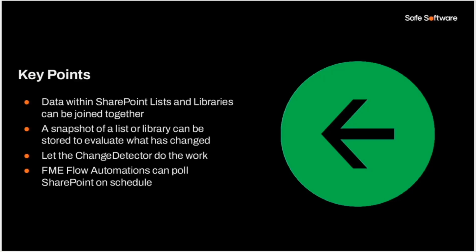We want to let the change detector do the work for us to let us know what's been inserted, updated. It'll also handle deleted. I wasn't using deleted in this flow for time, but I could improve my workflow to handle those deleted features too. And FME flow automations can pull SharePoint on schedule.